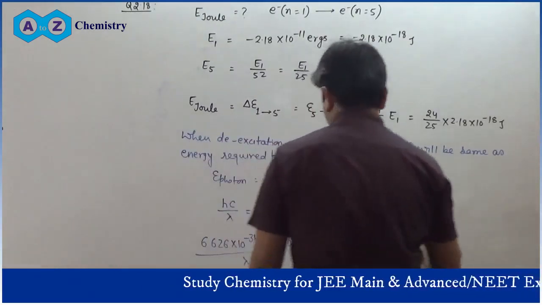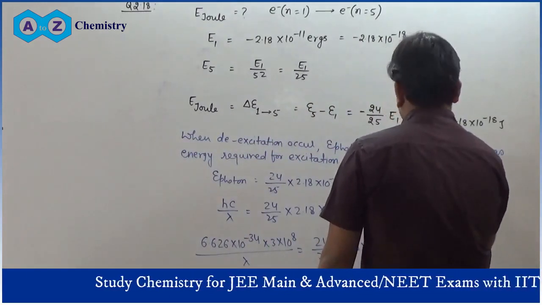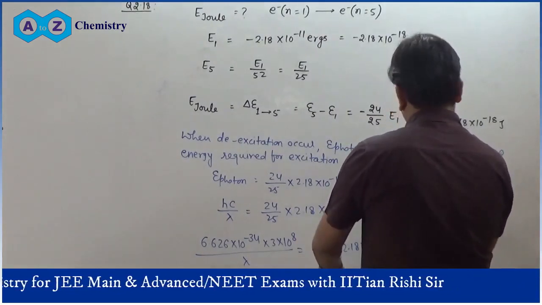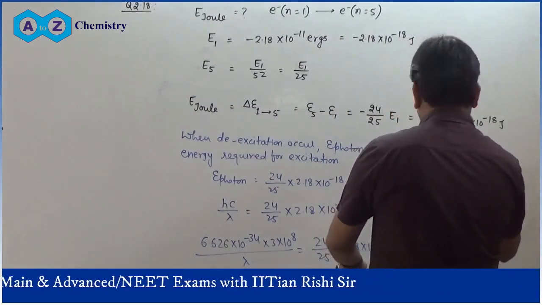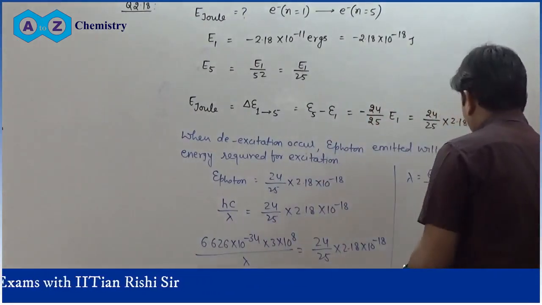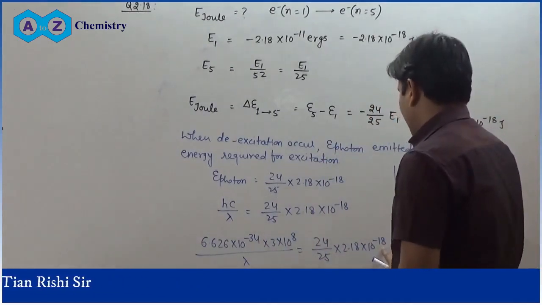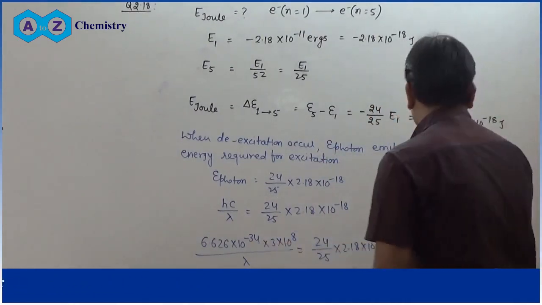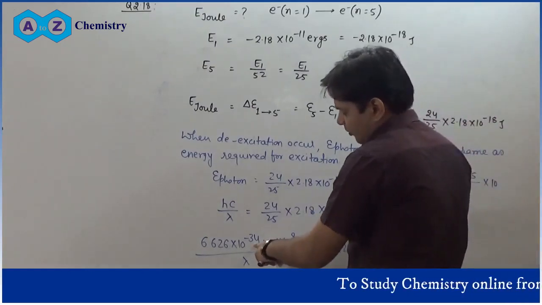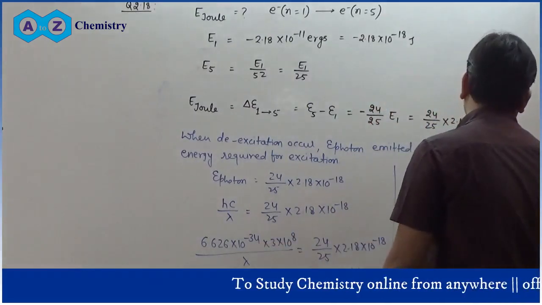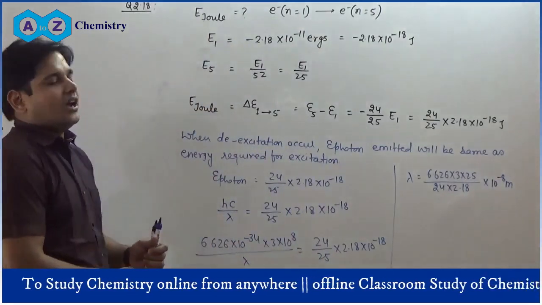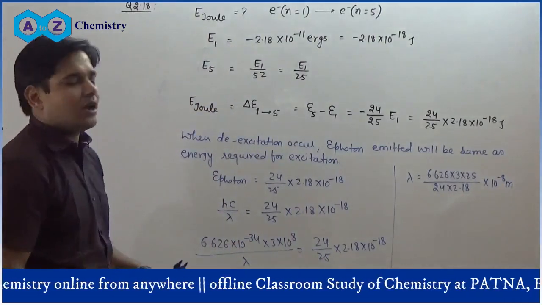In this way you can easily calculate λ as equal to 6.626 × 3 × 25 divided by 24 × 2.18 × 10 to the power, you can easily calculate it as 10^-8 I think, because this is 8 here, this is going to be equal to 26, and this is going to be 10^-8 meter. This is the wavelength that is emitted when the electron undergoes transition from n = 5 to n = 1.